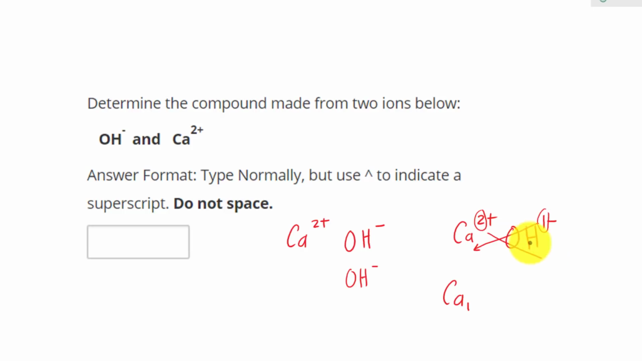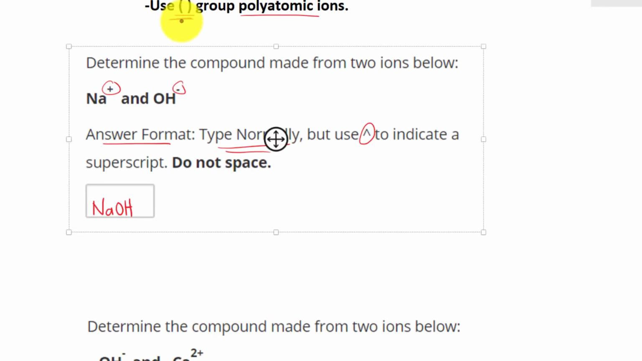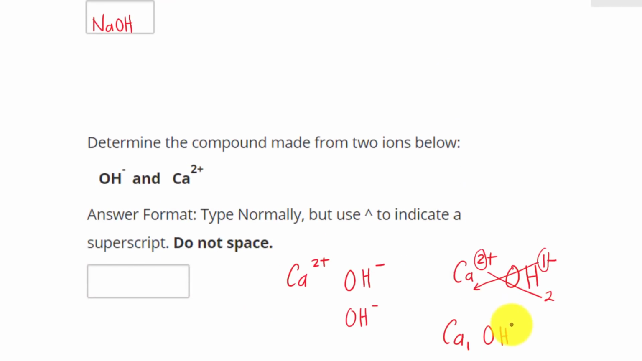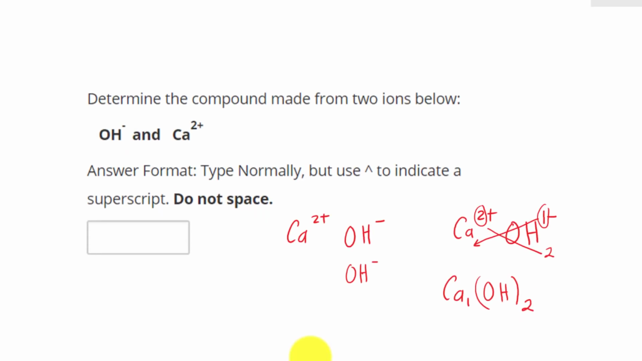In this case, how many hydroxide are we going to have? OH-. Well, that's going to be 2. So we have OH. Because this is a polyatomic ion, we have to use parentheses to group them together. In this case, I group it with the parentheses right there. And how many do we have? 2. And when we type in our answer, we just type in normally, Ca(OH)2.